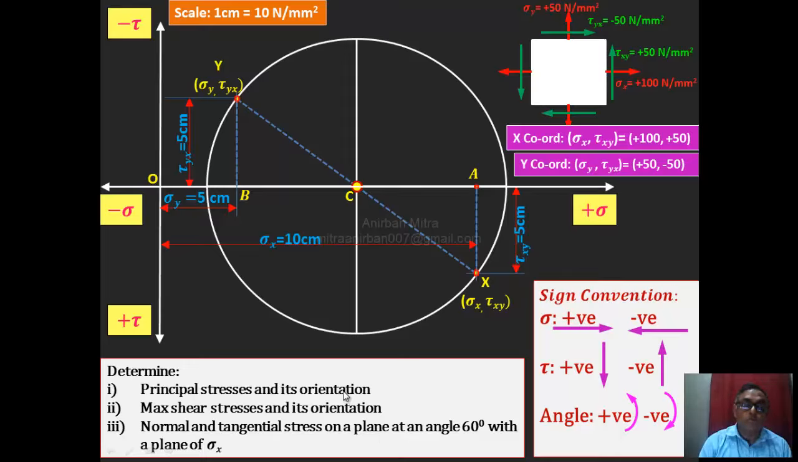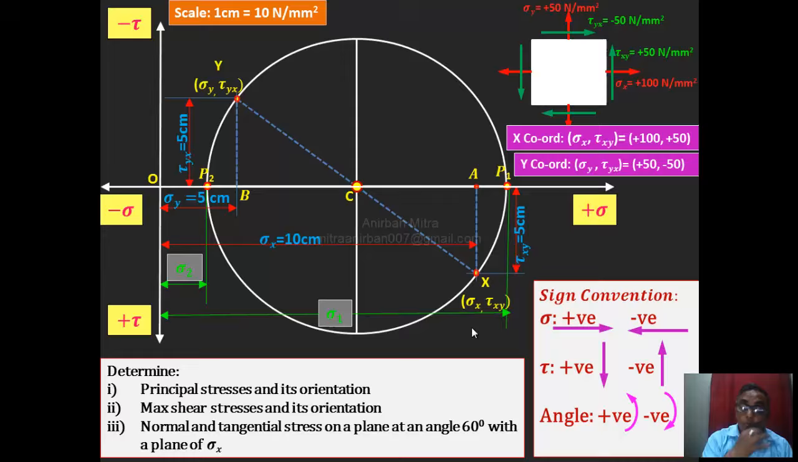The first thing I want to find out is the principal stresses and their orientations. After drawing this circle, wherever it intersects the x-axis, mark that point as P1, and the distance O to P1 is my major principal stress, sigma 1. Similarly, the circle cuts another point on the x-axis, mark that point as P2, and the distance from O to P2 is my minor principal stress, sigma 2.